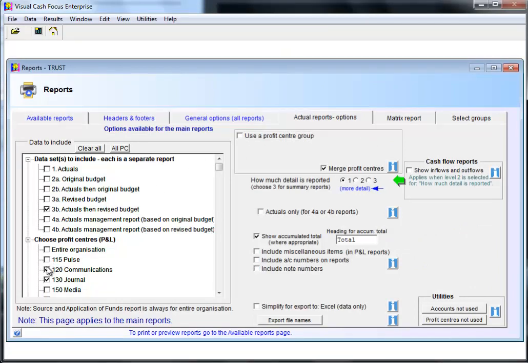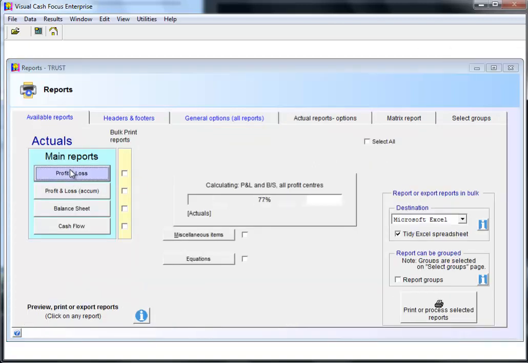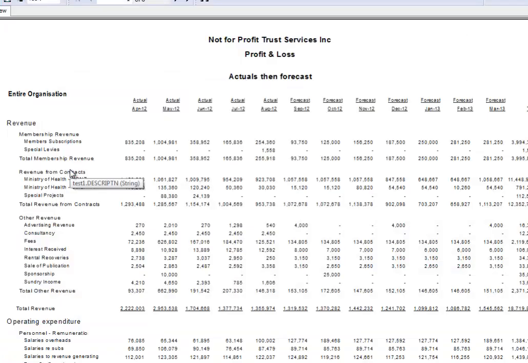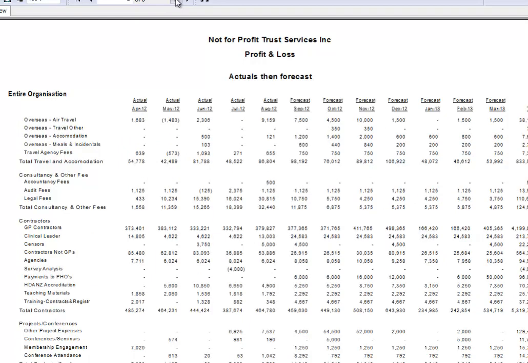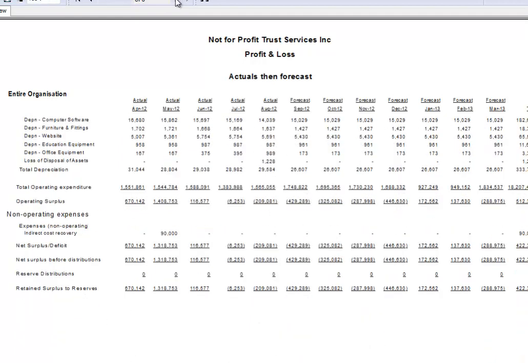Looking at the entire organisation, we can see the result of all revenues, all operating expenditure, and including the end of year predicted position, which is made up of actuals for the first 5 months and then forecast to the end of the period.